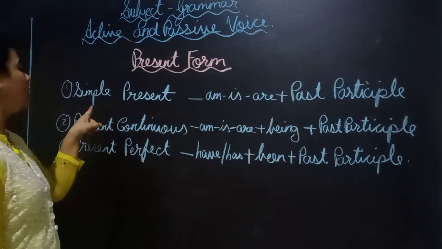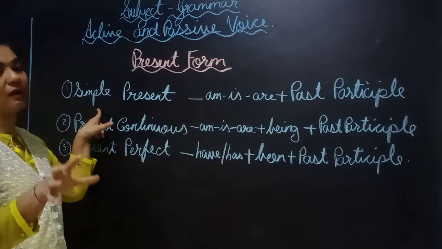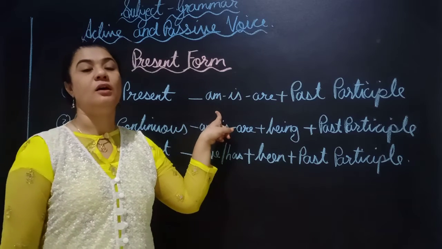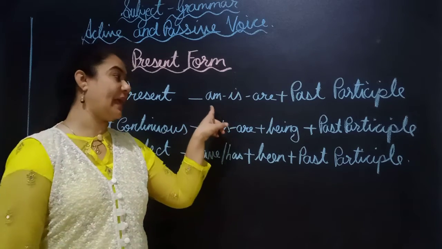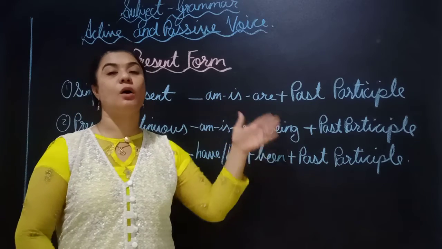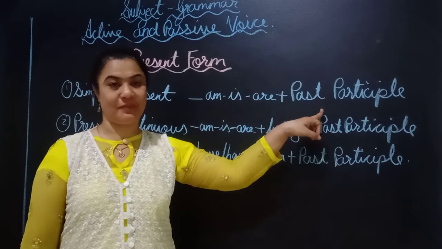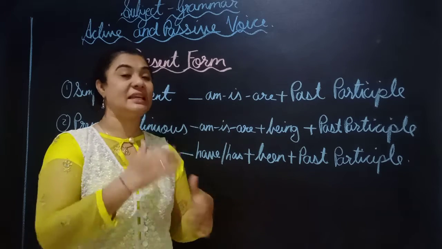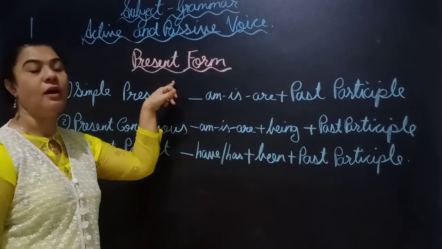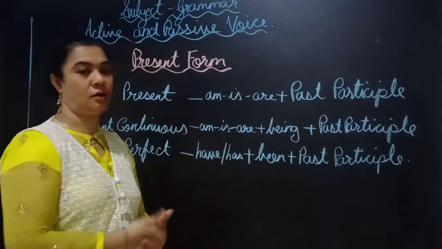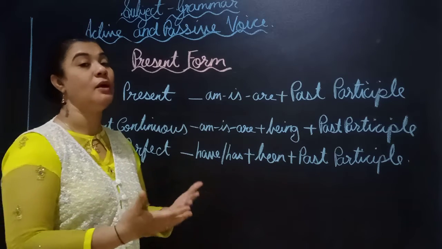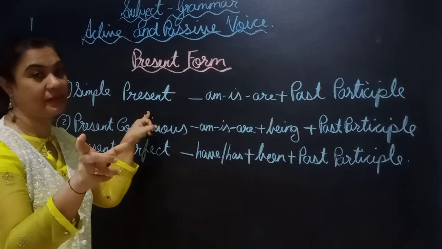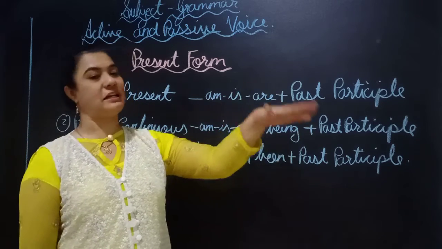In the simple present, what you have to use when you're changing from active to passive is the auxiliary verbs like am, is, are, plus the verb changes to the past participle. Alright, in the active sentence, the verb is in the present form. But when you are changing it to the passive voice, for the simple present sentence you have to use am, is, are plus the past participle.